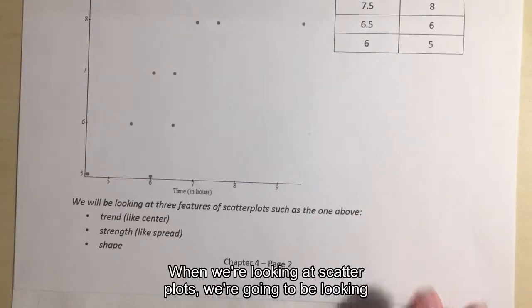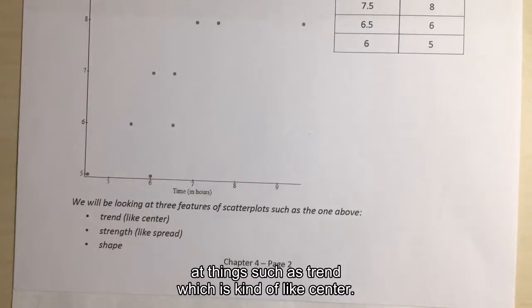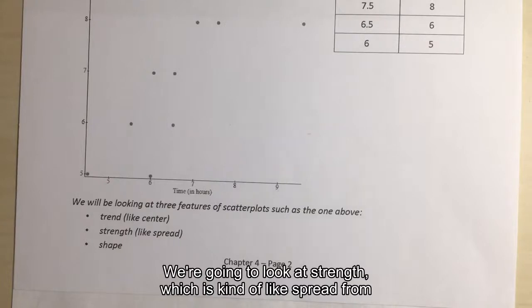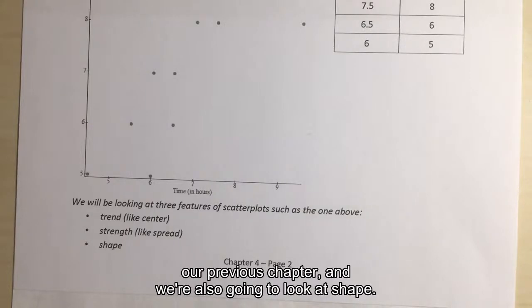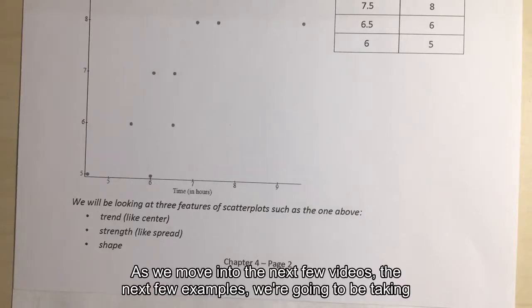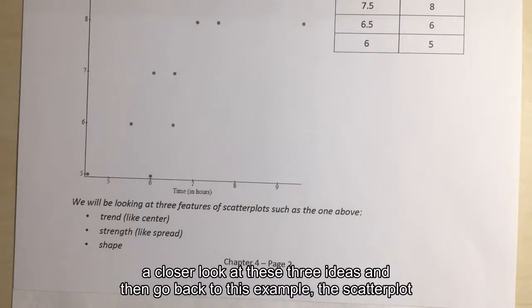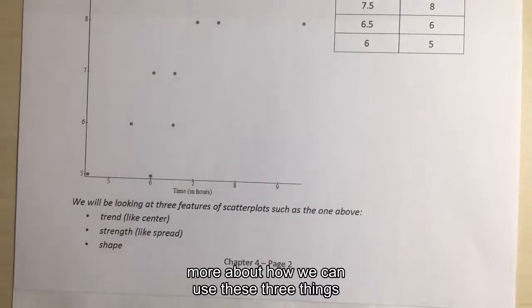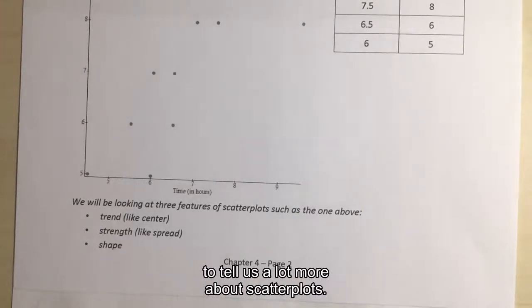When we're looking at scatter plots, we're going to be looking at things such as trend, which is kind of like center. We're going to look at strength, which is kind of like spread from our previous chapter, and we're also going to look at shape. As we move into the next few videos, the next few examples, we're going to be taking a closer look at these three ideas and then go back to this example, the scatter plot that I just created, and talk a little bit more about how we can use these three things to tell us a lot more about scatter plots.